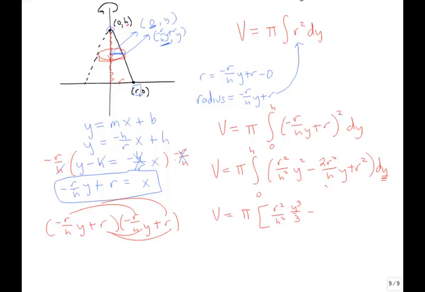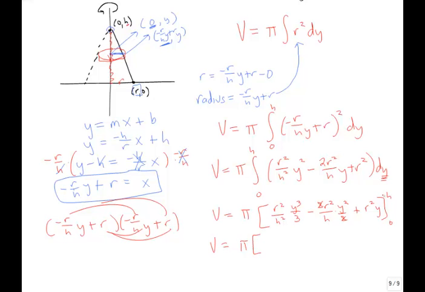Then when I go to my middle term, I'm going to leave this constant out front, so the negative 2r squared over h stays put, and the integral of y is y squared over 2. And then finally, r squared again is just a constant, and the integral of a 1 would become a y when I'm integrating with respect to y. And we want to do this from 0 up to h. So let's go ahead and notice here that my 2's are going to cancel in the middle, and let's go ahead and plug in our two bounds.